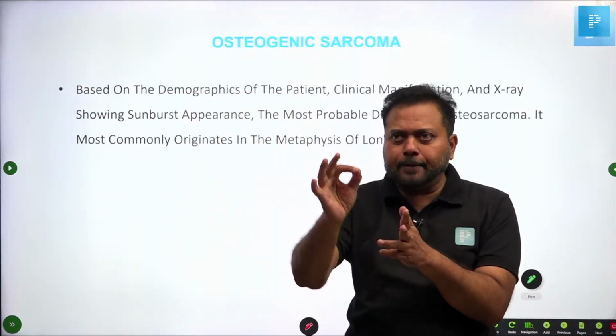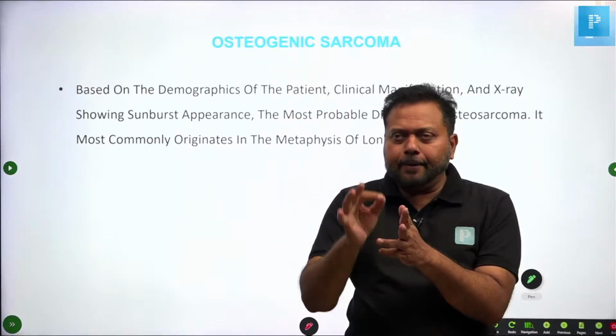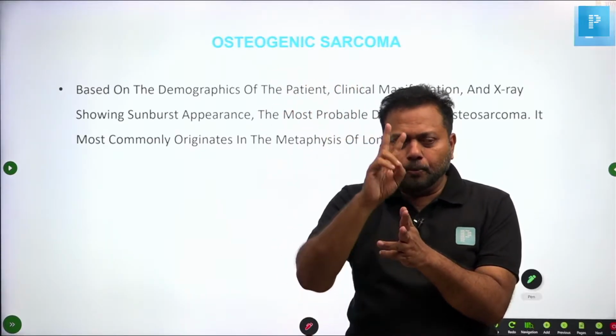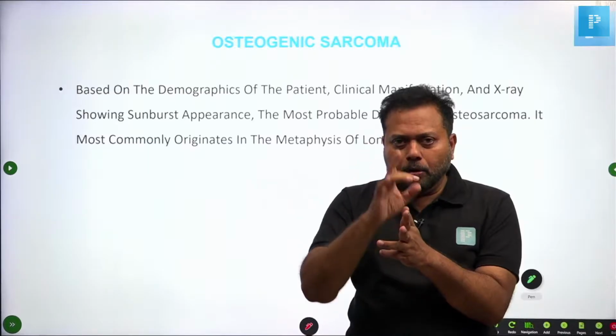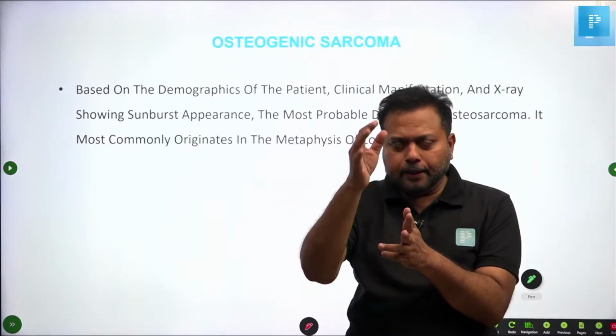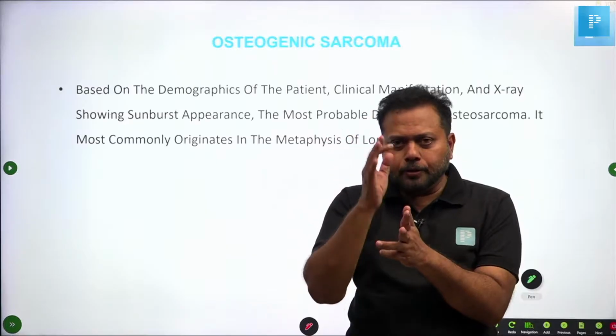Osteogenic sarcoma happens in the metaphysis. It arises from multipotential mesenchymal cells. Age group is usually second decade. More common in male patients. Most common site is around the knee joint, that is distal end of femur.